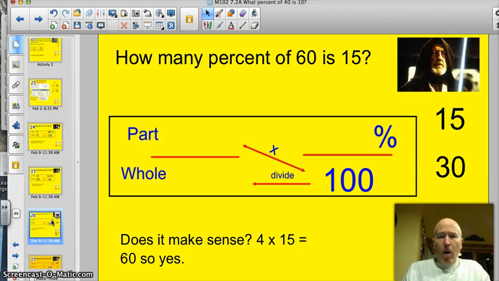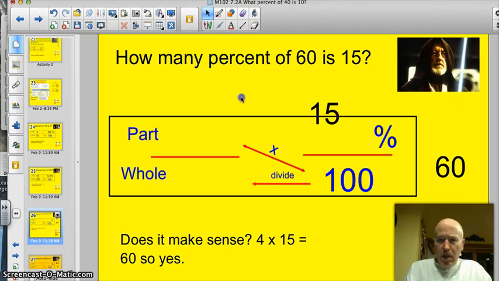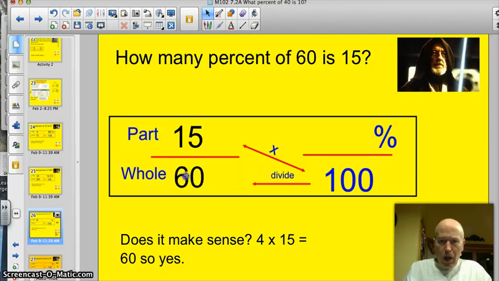All right. How many percent of 60 is 15? Oh, yikes. Let's see. What's my part here? I got the wrong number here. My part is 15 because that's the smaller number. So 60 is the whole. So now I've got 15 sixtieths.